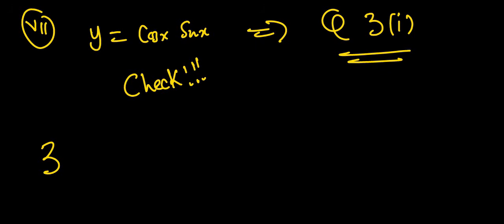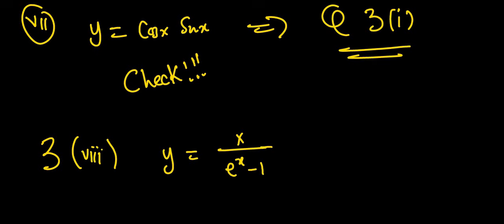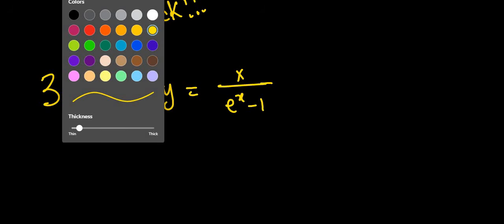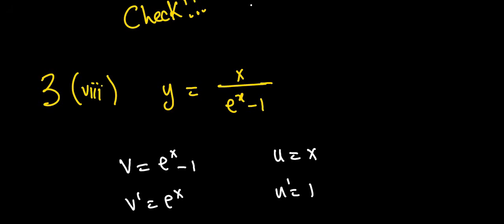Then look at question number 8, 3-8. Question 3-8 is y is equal to x over e to the power x minus 1, something that looks like this. Whenever we're doing quotient rule, the denominator is always going to be your v. So your v is e to the power x minus 1. Then your u is x. So u prime is just 1, and v prime is just going to be e^x.